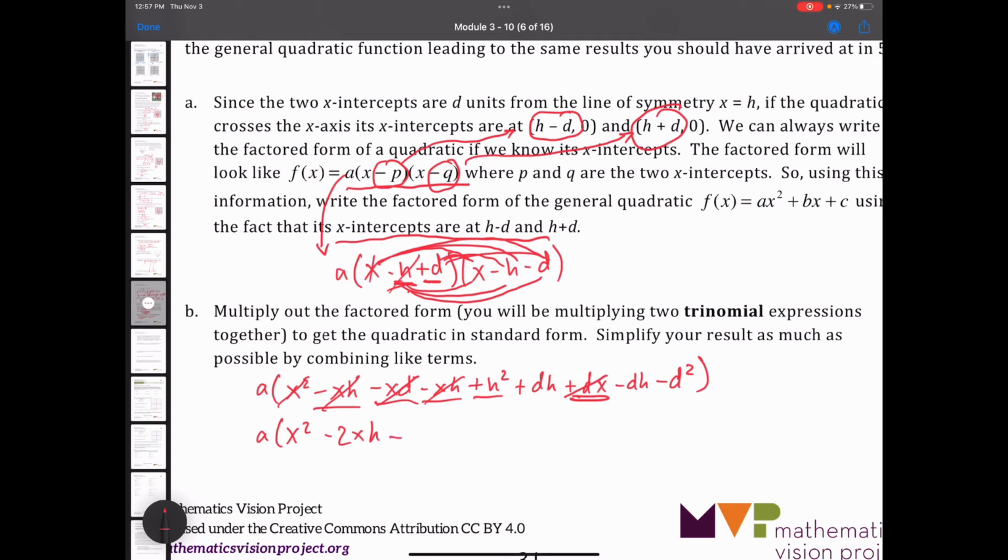Then I have this plus h squared here. And then I have a plus dh and a minus dh. Those two cancel off because anything minus itself is just 0. And then I have a negative d squared. Okay, so I've got that whole big thing right there.